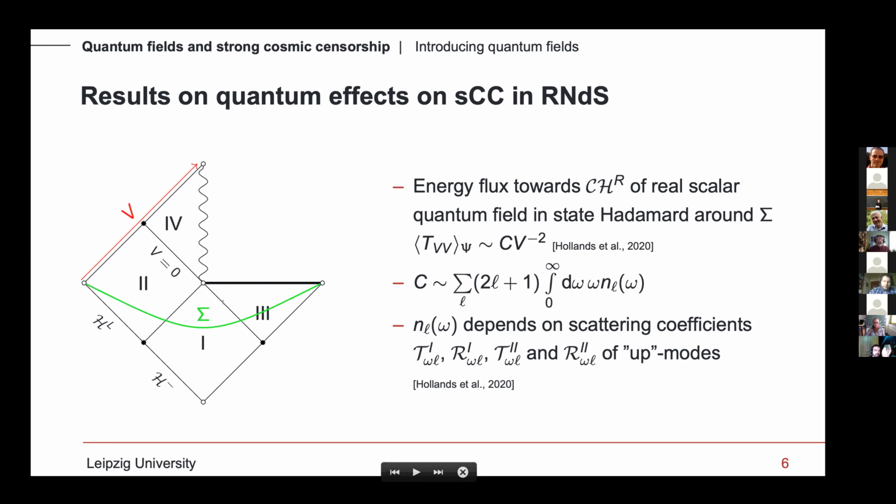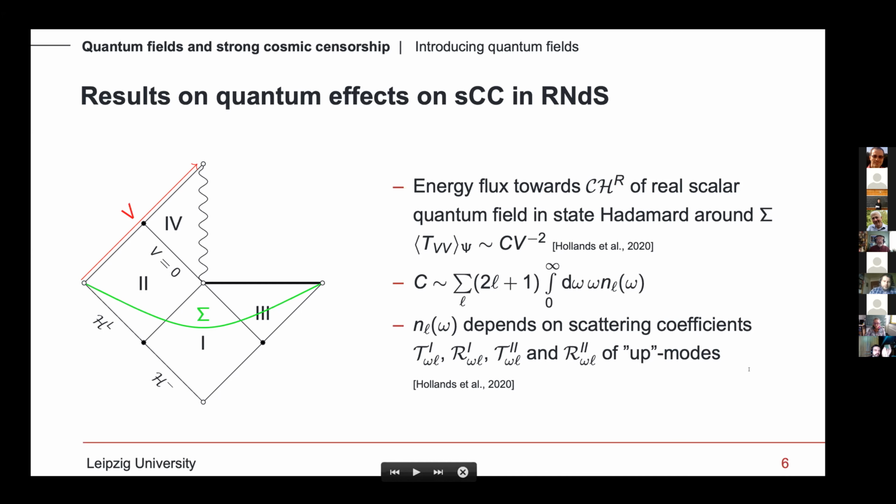And they found that in the Kruskal type coordinates, so some coordinate that extends through the Cauchy horizon and places it at v equals 0, this energy flux in any of these initially Hadamard states has a quadratic divergence. And there are some subleading terms which contain the state dependence. And this prefactor C can be expressed as a series in angular momentum, an integral over frequencies, and then some integrand, which depends on the scattering coefficients of the so-called up modes.